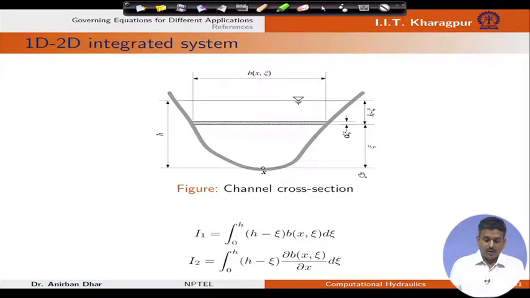So, in our previous equation, I1 and I2, these two are actually general terms and defined for a general cross section like this, where H is the depth of flow, and I2 and I1 are calculated like this.